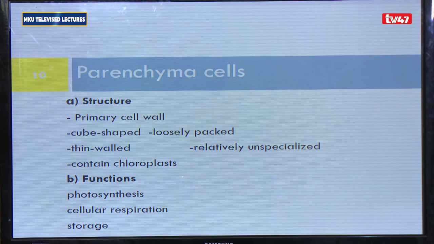So we tend to find them in the growing regions of the plants, where unspecialized as they are, they will still undergo cell division to form many more cells. So their functions based on the structure, they play the role of photosynthesis, they play a role in cellular respiration, and they also play the role of storage.